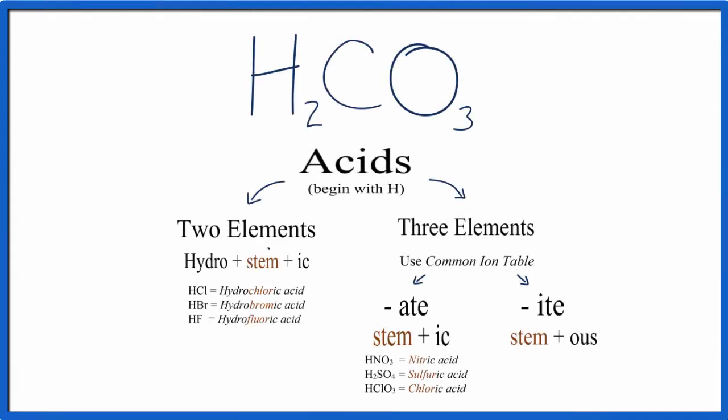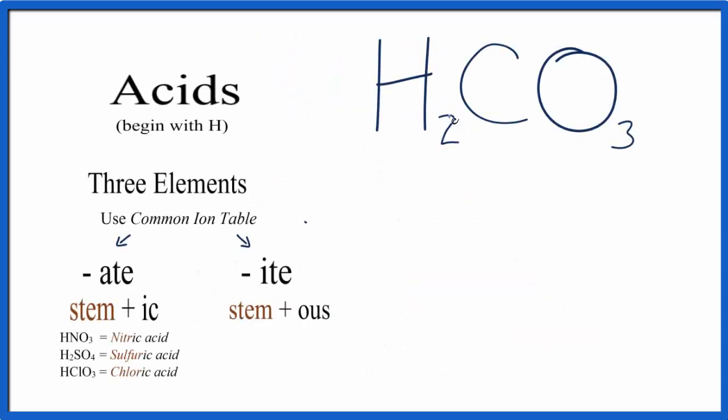To write the name for H2CO3, carbonic acid, we'll use a flowchart here and our common ion table. We have H, C, and O, three different elements, so we're going to use this part of the flowchart. So we have hydrogen, making this an acid, and then we have the CO3 polyatomic ion, and that's what we're going to look up on the common ion table.